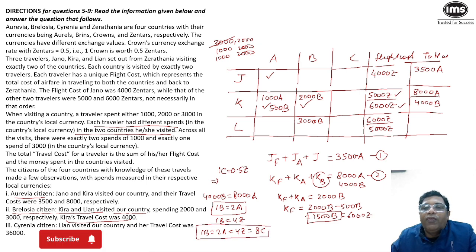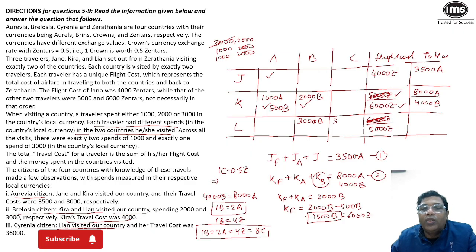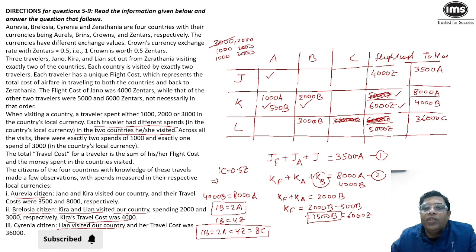So now we know that flight cost of K has to be 6000 Z. In that case, flight cost of this person, for L, has to be 5000 Z. Now the last point says, as per C's citizen, L visited our country and her travel cost was 36,000. So this value has to be 36,000 C. I'm sorry, I'll write over here 36,000 C. Or this could be equal to what you can say 18,000 Z. Right?